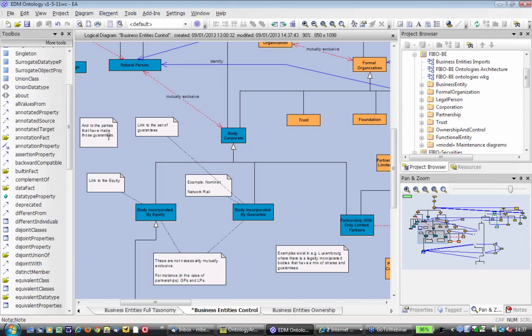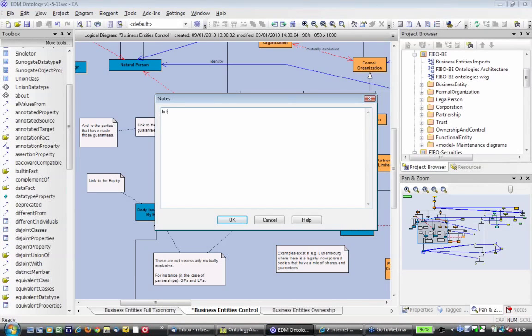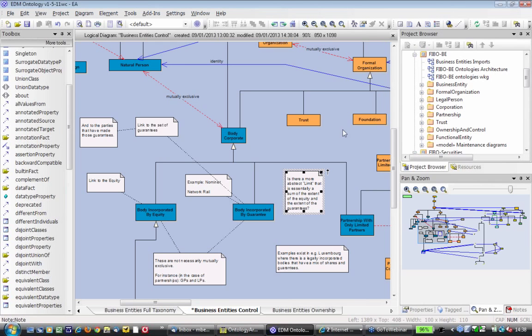Very good point. How does that link to the accounting stuff? In other words, when you add together, in the case of both the equity and the guarantees, is there a more abstract limit that is essentially, correct me if I get this wrong, the sum of the extent of the equity and the extent of the guarantee? That's the question, right? Yes. Excellent. That would make a lot of sense from a modeling point of view. And I just added these two in as a facet.